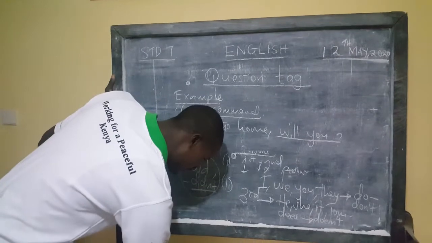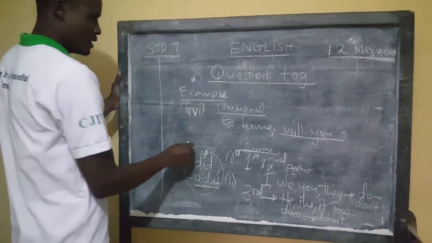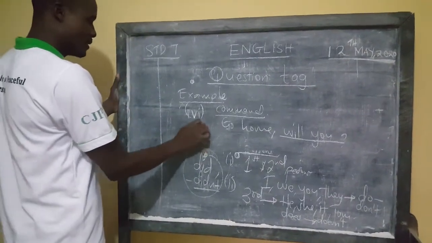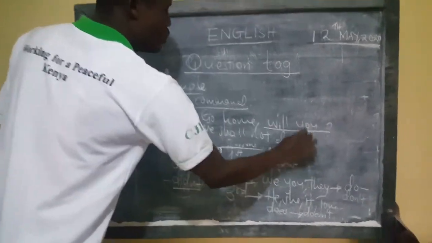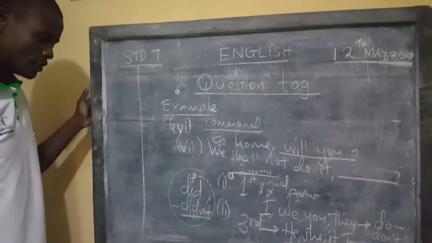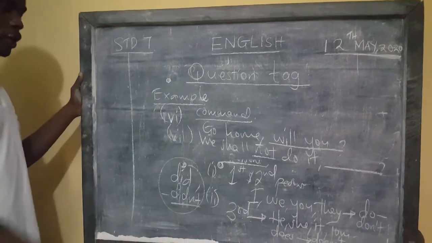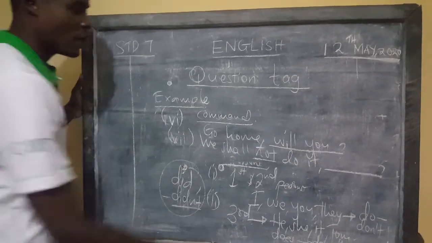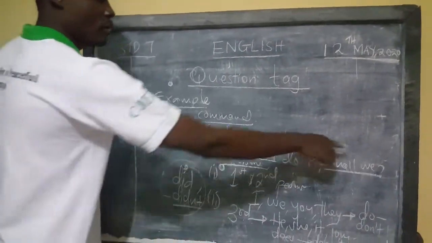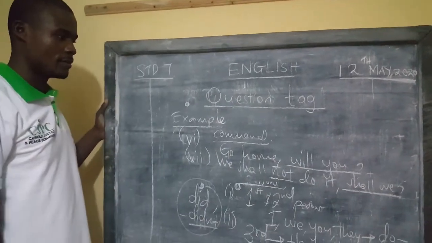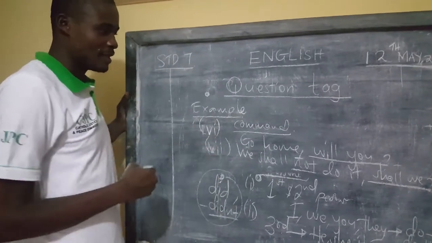We may have others like we shall not do it. It is now not a command, but a sentence. We shall not do it. We are seeing not here, meaning this sentence is negative. We shall not do it. The question will be, shall we? Because it's negative here, it becomes positive. Shall we? So these ones are examples of commands that they must just be like that.